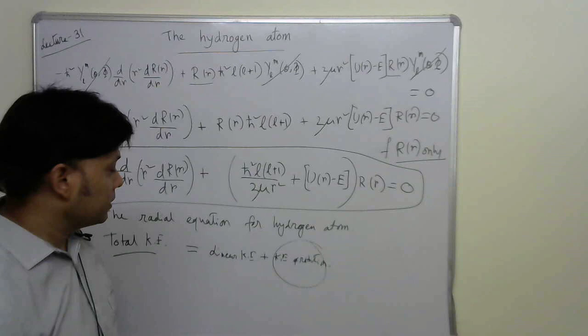Here we stop, and we will continue our lecture in lecture number 32, where we are going to solve the radial equation for hydrogen atom.